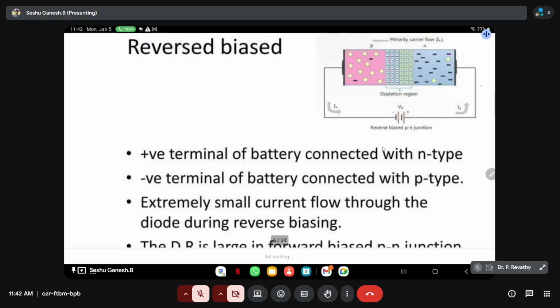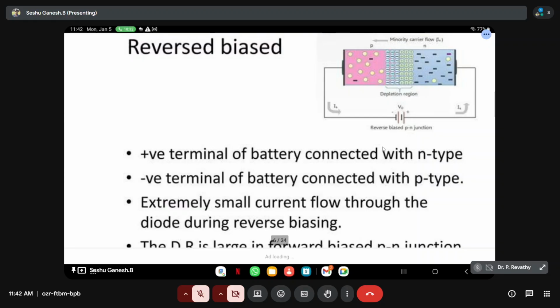Automatically, it attracts the electrons towards the positive terminal. Similarly, the p-type is connected to the negative part of the voltage. Therefore, what happens here? The holes are attracted towards the negative voltage terminal. That is why the depletion region formed is very high. At this condition, there will be no current flowing through the p and n type semiconductor, and we say that the diode is in the reverse bias condition.